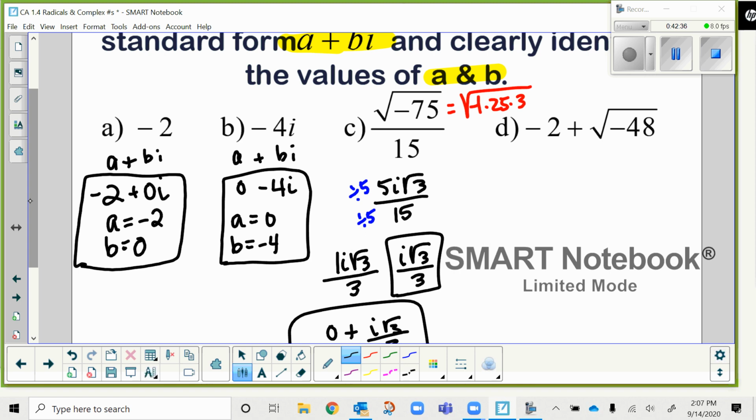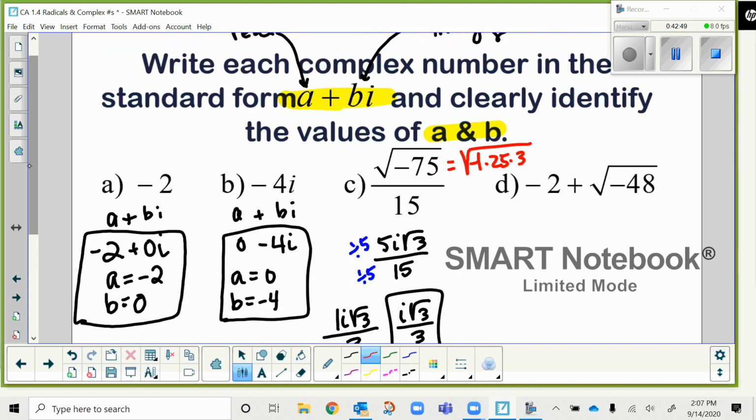Okay, so the -2 plus radical -48. You start by simplifying the radical -48. I'm going to do this above it. It's -1 times 3 times 16. 16 is a perfect square. The square root of 16 is 4. The square root of -1 is i.